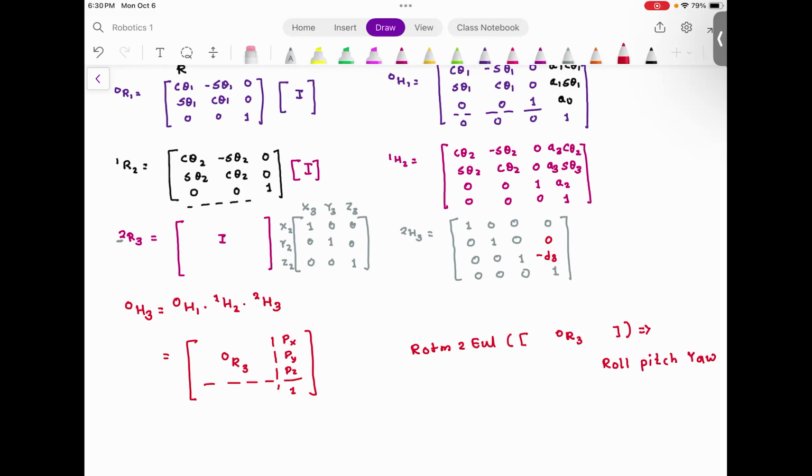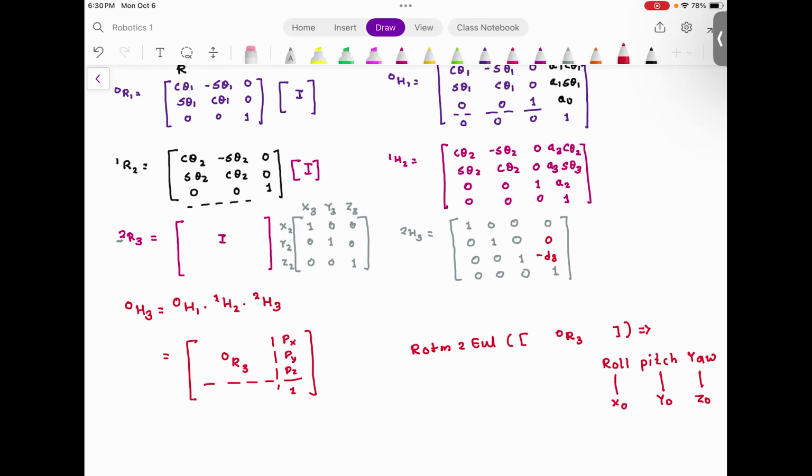Are you with me? Please try to understand, as human beings, it is very difficult for us to visualize the rotation matrix, but I can clearly visualize what yaw is. Yaw is the rotation about Z naught. Pitch is the rotation about Y naught. And roll is the rotation about X naught. So based on that, I can identify.